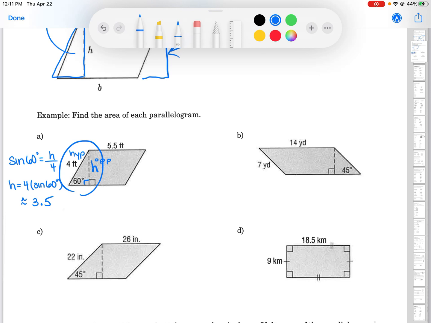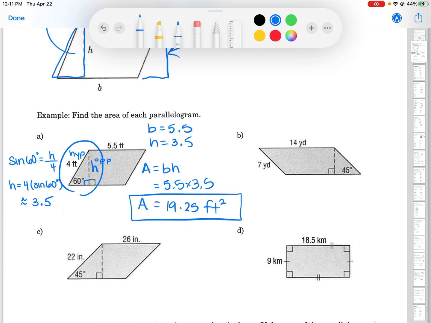Okay, so now what we're going to be able to do is to multiply. So we have our base, which is 5.5. We have our height, which is 3.5. So our area is going to equal base times height. That's 5.5 times 3.5. So 5.5 times 3.5 is going to give us 19.25. Now we're going to say feet squared because area is in square units. It's 2 dimensions.